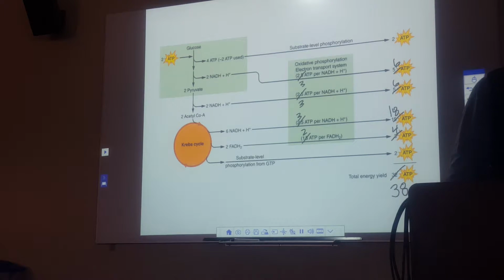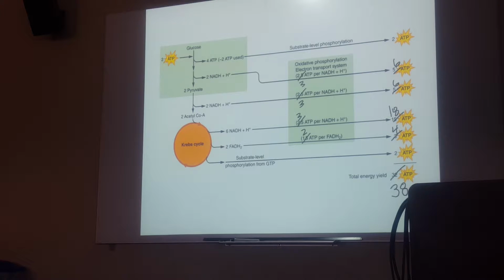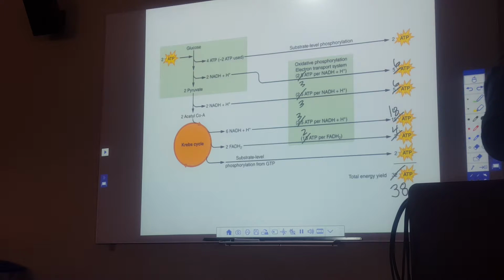Does everybody get that? Some textbooks may tell you that it's 38 ATPs produced for a molecule of glucose. So now you know what that difference is, okay? They're using this nomenclature where they're accounting for FADH as 2 ATP and NADH as 3 ATP. Forget all of that. We are 32, okay?